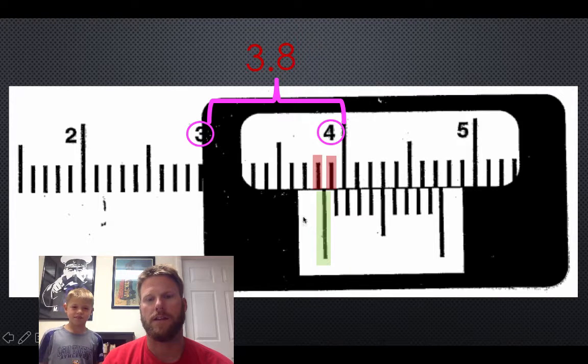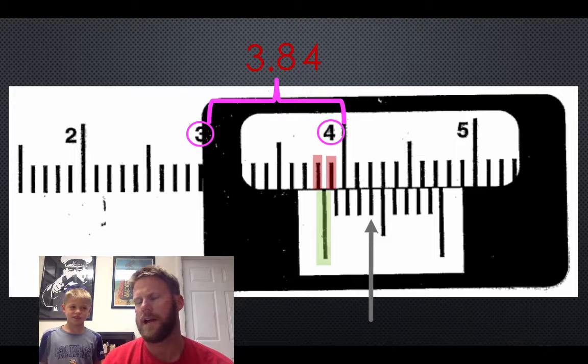Now we've got to find the marking on the window that slides that lines up with the line above it. Which one is it? That one. Yeah, I agree, that one. So what number would that be? 4. That would be a 4. So the measurement that Ike just made is? 3.84. Pretty easy. Thanks, Ike.